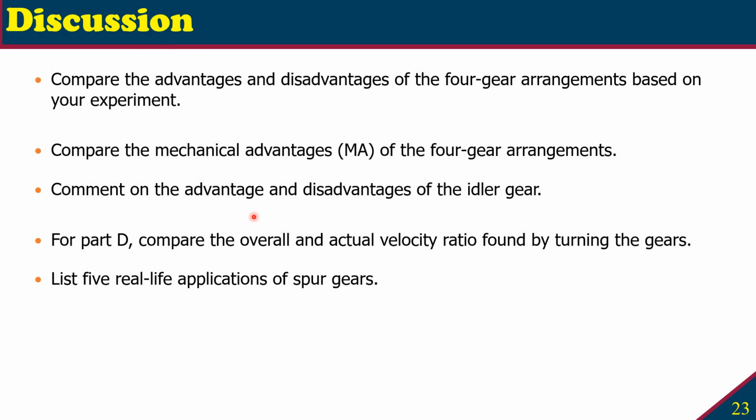So for final part, the part D, only for this compound gear, you have to compare the overall and actual velocity ratio by turning the gears. So you have to count how much the other gears rotate. If you turn one rotation of the driver gear, how much the other gears are turning, and from there you can find the actual velocity ratio. And finally, you have to list 5 real-life applications of spur gears.